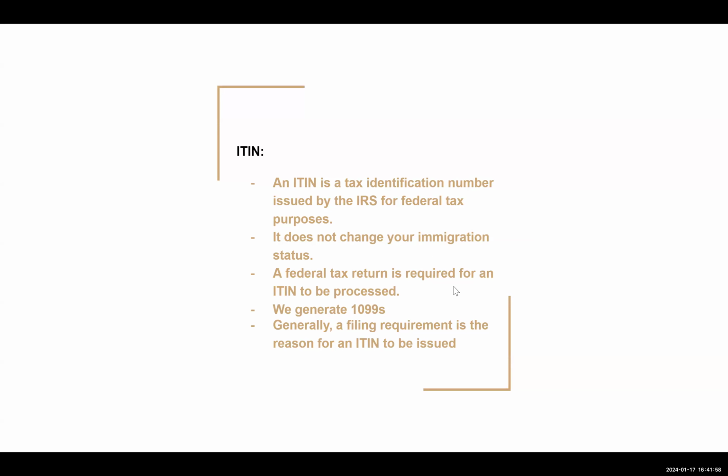A federal tax return, as I mentioned before, is required for an ITIN to be processed. So you have to have income to report and pay taxes on that. So that's what that tax return is. You report the income, you pay taxes on the income, and then an ITIN number is supplied once you apply for it with your tax return information.